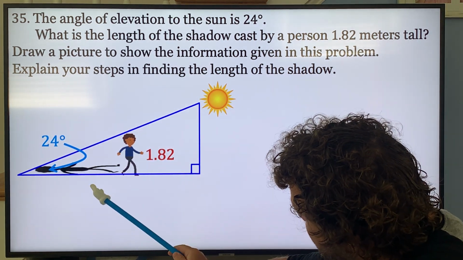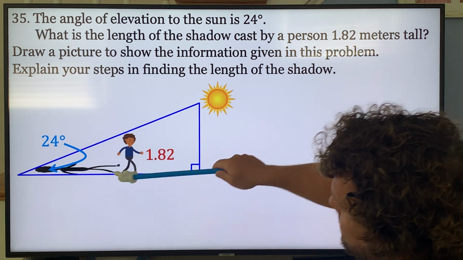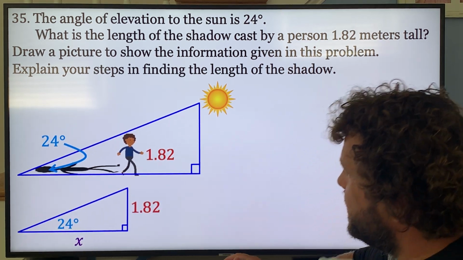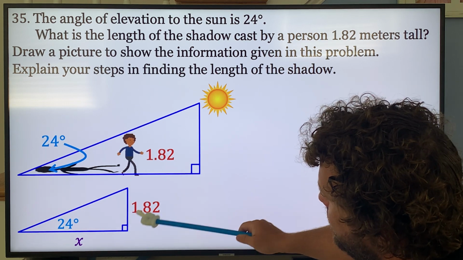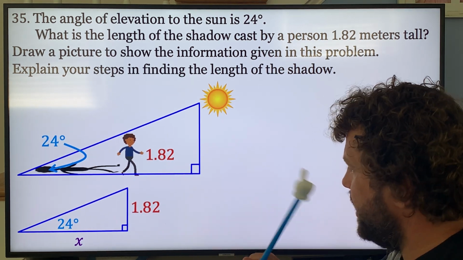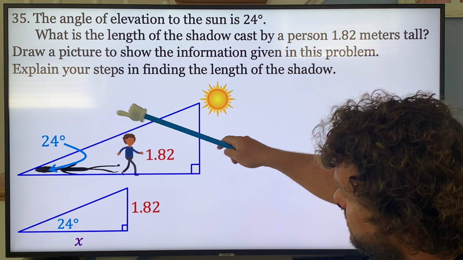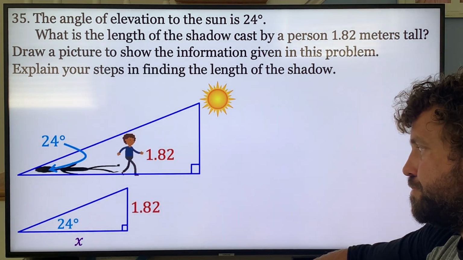Well, this is a big triangle, right? I don't care about the height of the sun and the other stuff. I just care about this little triangle right here. I care about my 24, my shadow length, which is x, and the height of the man, which is 1.82. All right? So I'm just going to use the triangle inside the triangle.